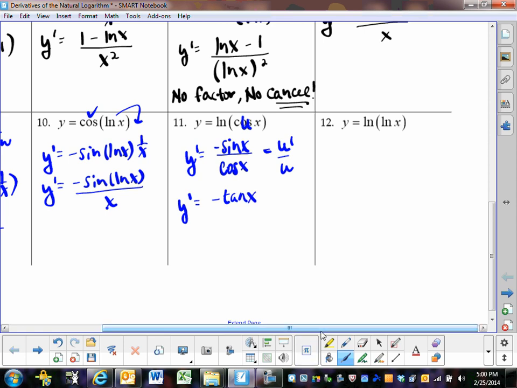Okay, 11 is completely different. This is natural log of anything. So this is like natural log of u. So our derivative says to take 1 over whatever is inside and put the derivative of what's inside on the top. So it's going to be u prime over u. They would not leave it this way on a multiple choice. It would be rewritten as negative, and sine over cosine is tangent.